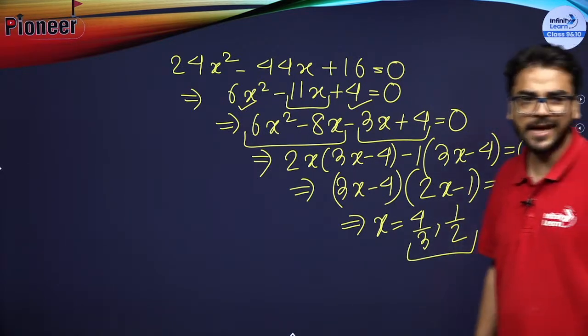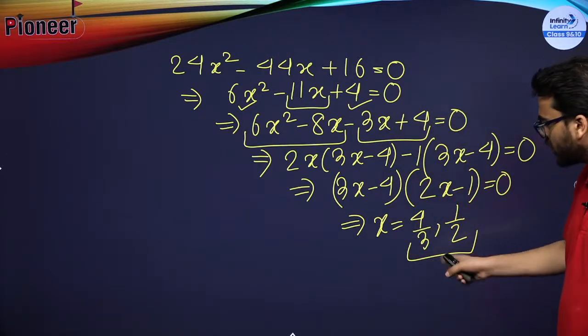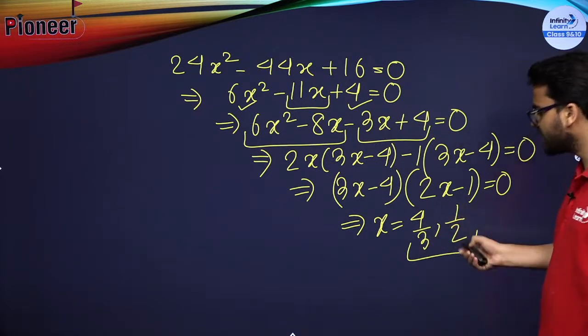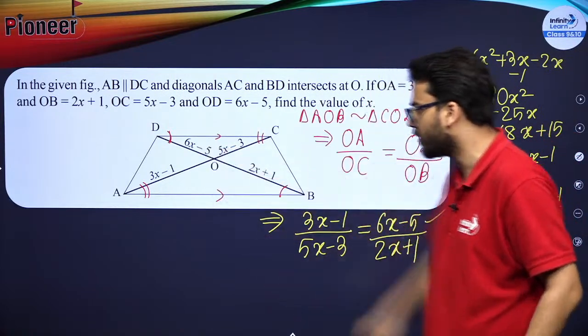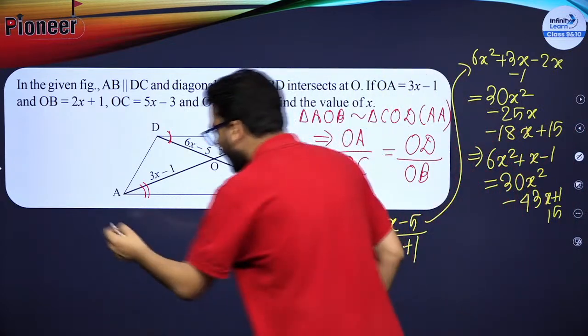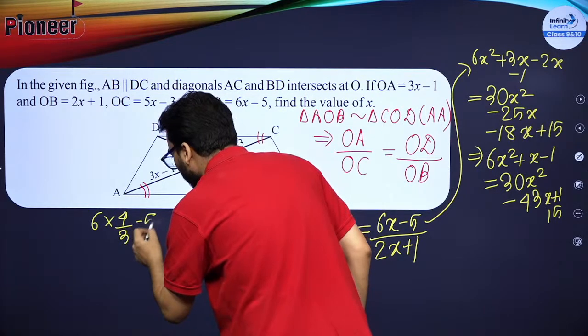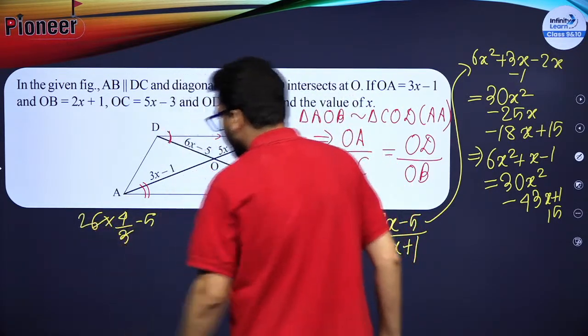Now the question is, are these both values correct? I mean, do we need to take both the values to be true? So let's check that. We have to take x is equal to 4 by 3 and x is equal to half. Suppose I am putting x is equal to 4 by 3 over here. Okay, so that is giving positive value only, right? That is giving 3 2s are 6, positive value only.